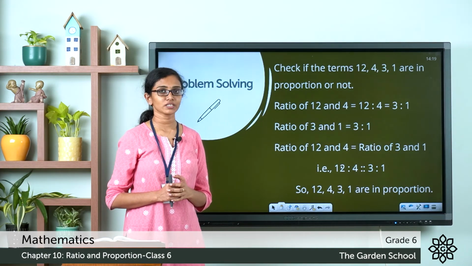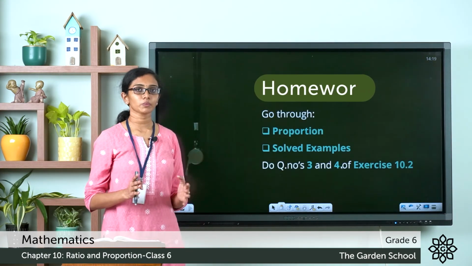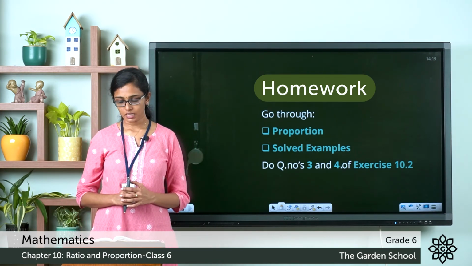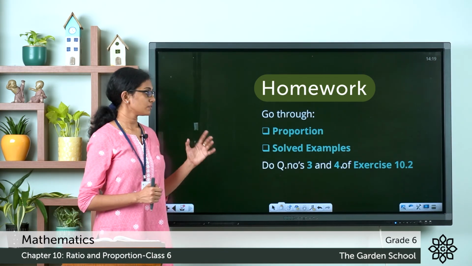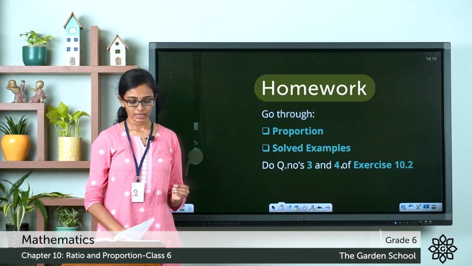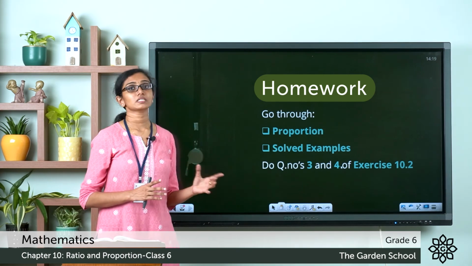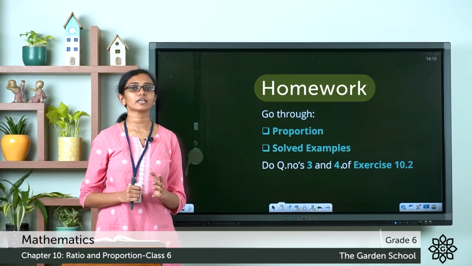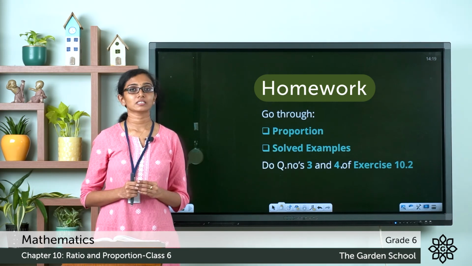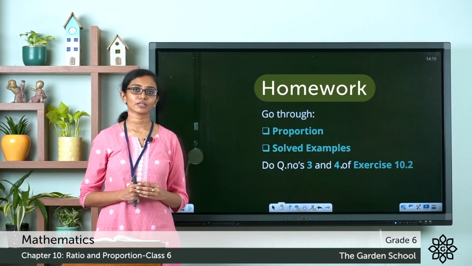So I hope this is clear to you. You have to go through this topic once again. This is given under the heading proportion from page number 147. A few solved examples are also given in the textbook. Make sure you go through the same. Then you will be ready to work out question number 3 and 4 from exercise 10.2. So work out the questions, take a picture of your answers and send it to us through Microsoft Teams.